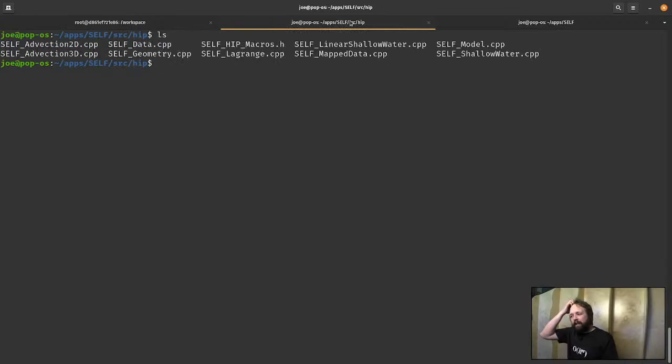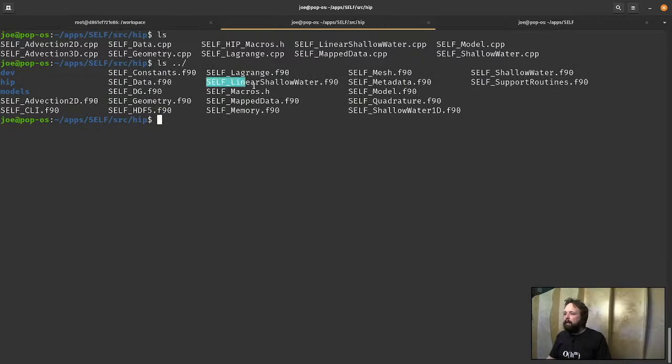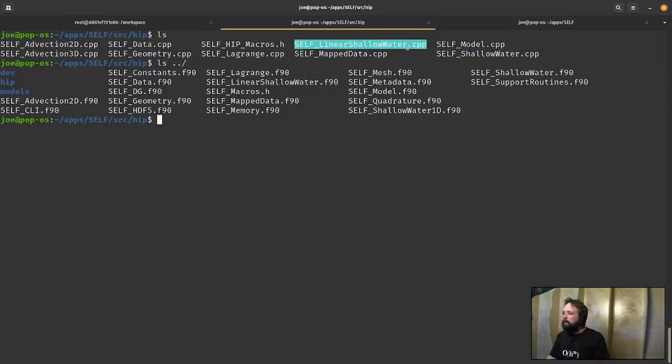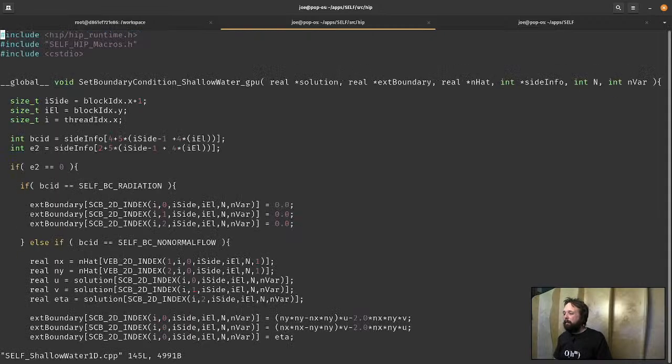And I like starting from things that are already in the code because for the most part those work, and then we just modify those to suit the particular model we're working with. So just to keep naming convention consistent here, you'll see I've got self linear shallow water.f90, I've got a linear shallow water.cpp, there's a shallow water.cpp, there's a shallow water.f90. We're going to do the same thing with shallow water 1D. So we're going to copy the shallow water and do shallow water 1D.cpp. So let's open that up, and we're just going to go through these one by one and modify them.